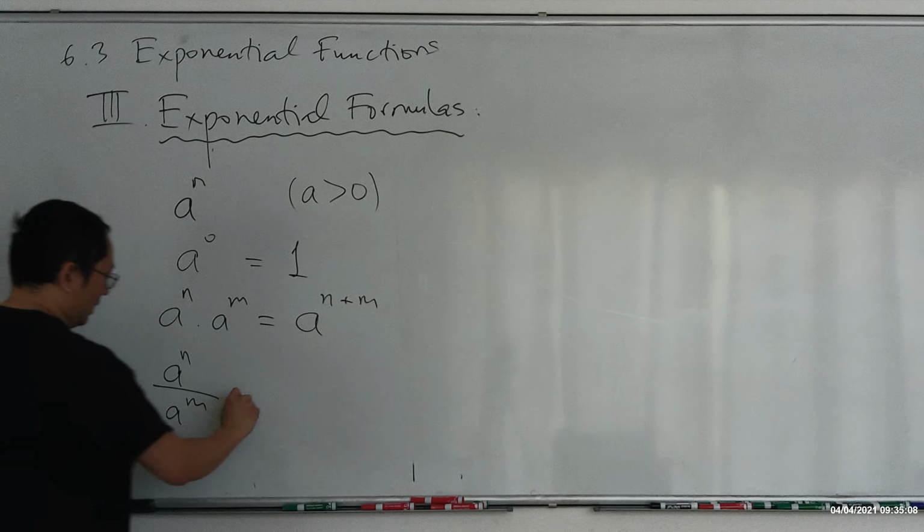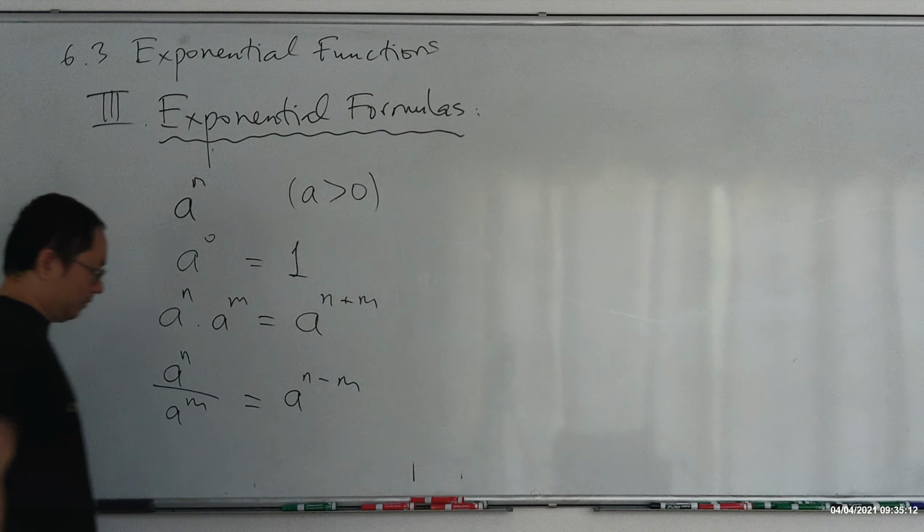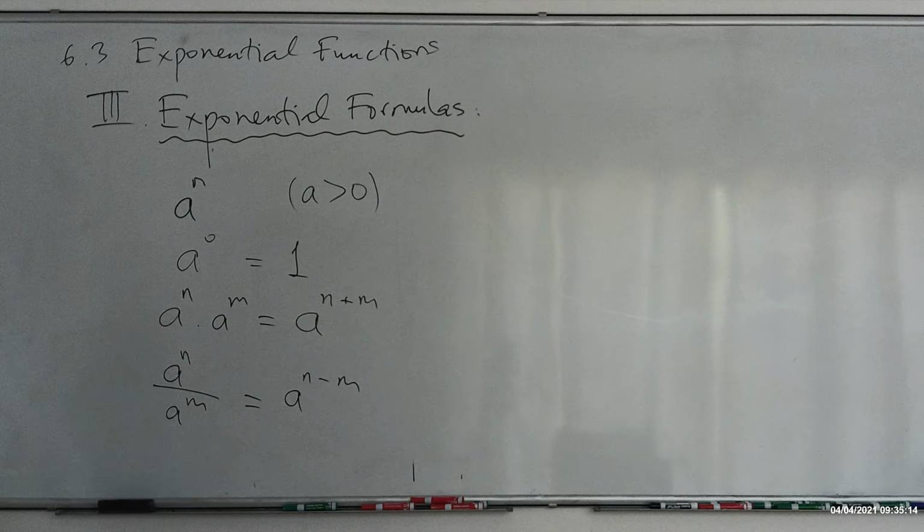Now what? You subtract the exponents. You take the top one, subtract the bottom one. Bottom exponent, so n minus m.